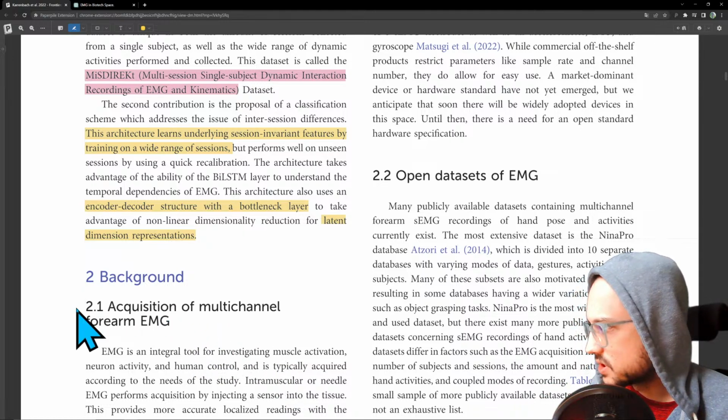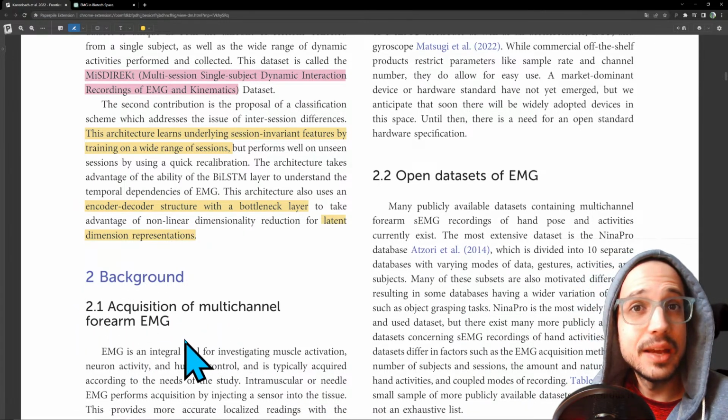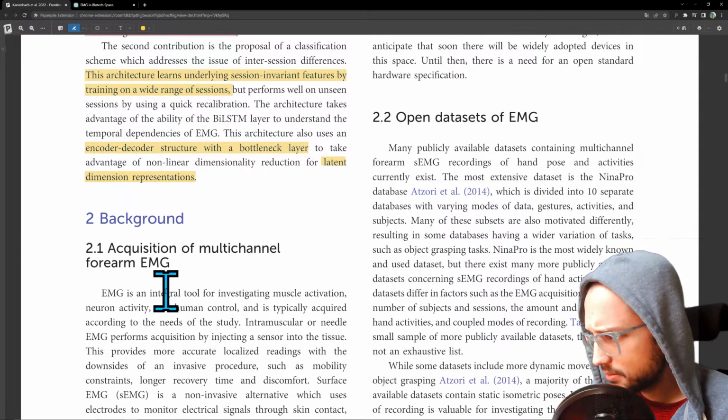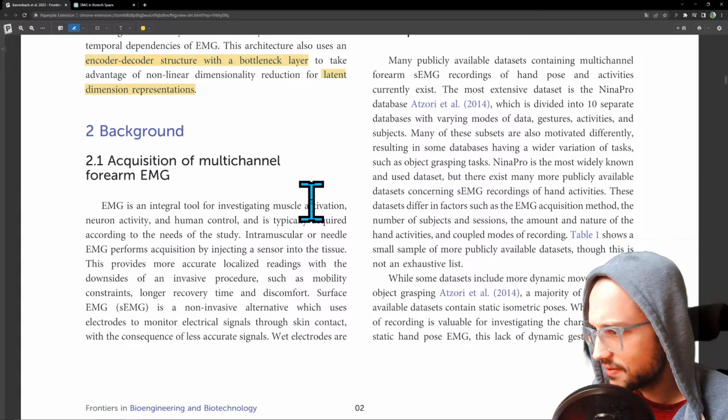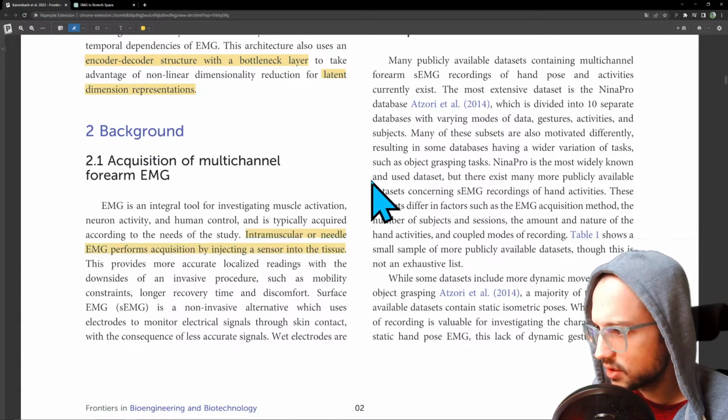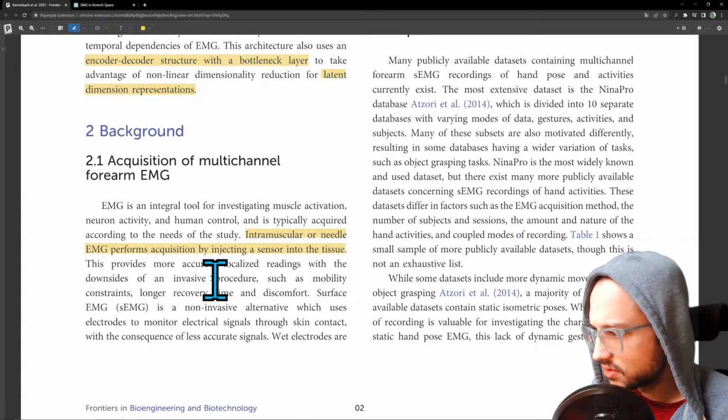Background: acquisition of multi-channel forearm EMG. EMG is an integral tool for investigating muscle activation, neuron activity, and human control. So there's a couple different types of EMG. You have intramuscular or needle EMG by injecting a sensor into the tissue. That doesn't sound fun at all. Yeah, invasive procedures, discomfort, blah, blah, blah.